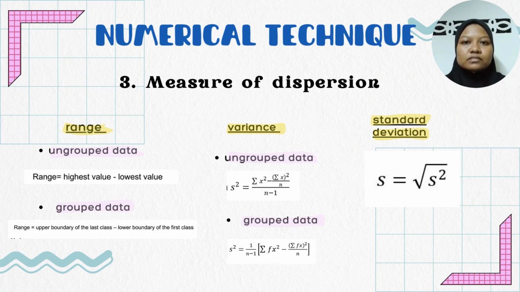Second is variance. It is the sum of the squared deviations of the data divided by n-1. It also can be calculated for both grouped and ungrouped data by using the formula as shown below. The third is the standard deviation. It is the square root of variance, in the same unit as the raw data.